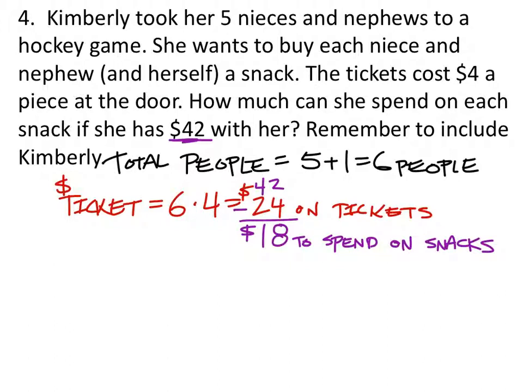So with $18 to spend on snacks, we know that there's 6 people, including herself. So we're going to divide the $18 amongst all 6 people. So $18 divided by the 6 people, and that will tell us how much she can spend on each person. So with the $42, she can spend $3 for each person.